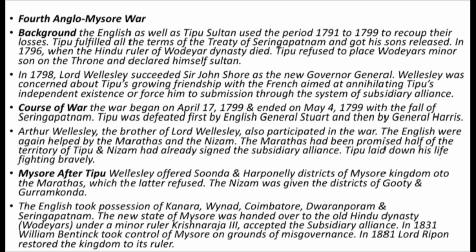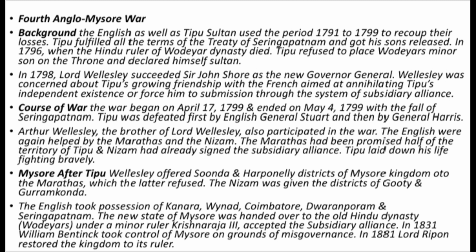The Marathas had been promised half of the territory of Tipu, and the Nizam had directly signed the subsidiary alliance. Tipu laid down his life fighting bravely. His family members were interred at Vellore, and his treasures were confiscated by the English. The English chose a boy from the earlier Hindu royal family of Mysore as the Maharaja and also imposed on him the subsidiary alliance system.